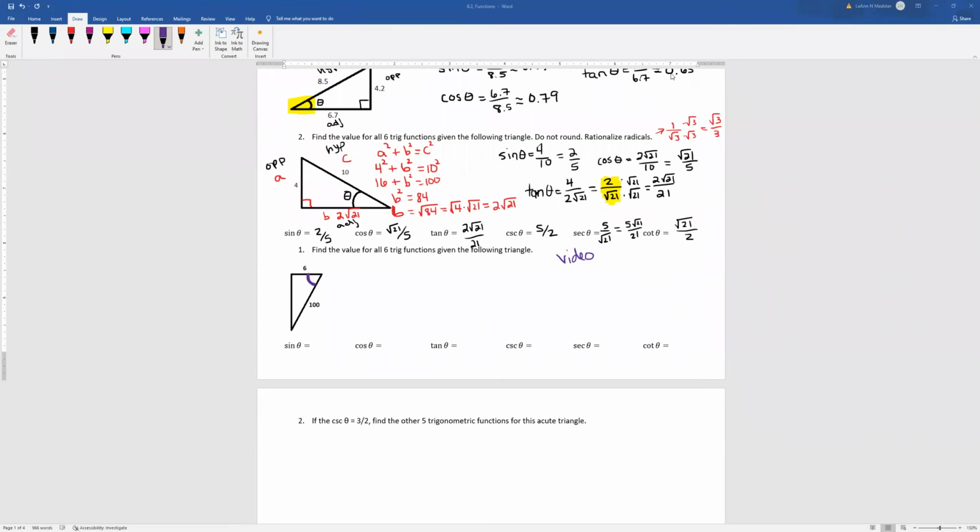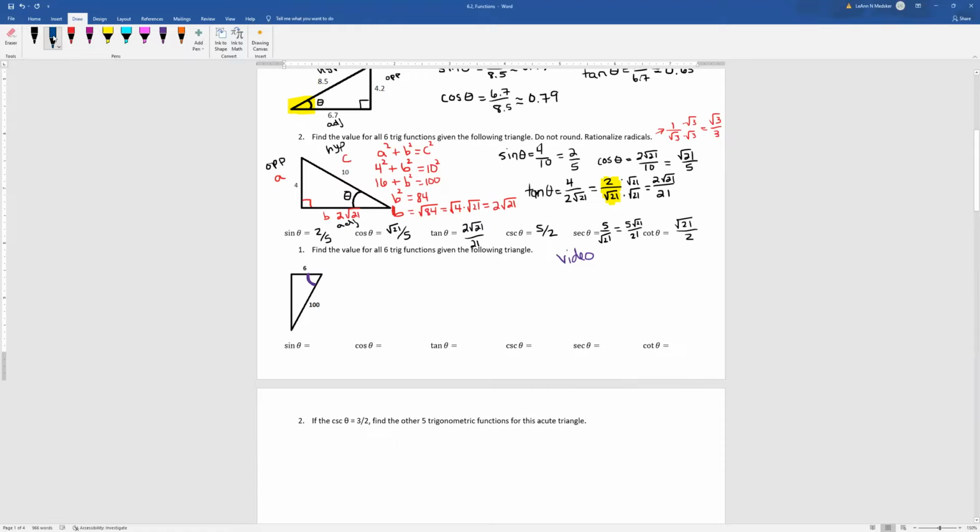All right, this is the completion of the problems that we were looking at from section 6.2. We did not get through all of those today, so we left off at this problem right here. Find the value of all 6 trig functions given the following triangle. Again, we are missing one of the legs of this triangle.